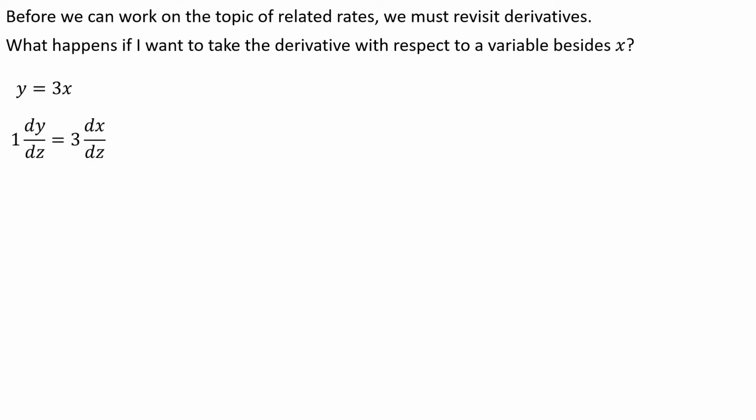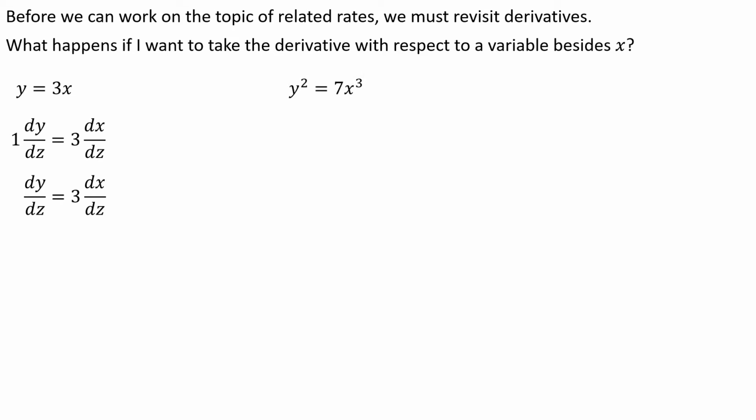Well, the derivative of y would be 1, but then I've got the dy dz. The derivative of 3x would be 3, and then I've got to put the dx dz. And of course, 1 times dy dz becomes dy dz, and there I have an answer. The rate of change of y with respect to z would be 3 times as much as the rate of x changing with respect to z.